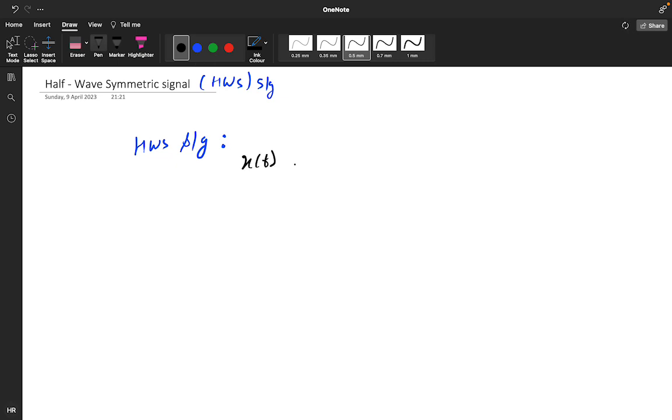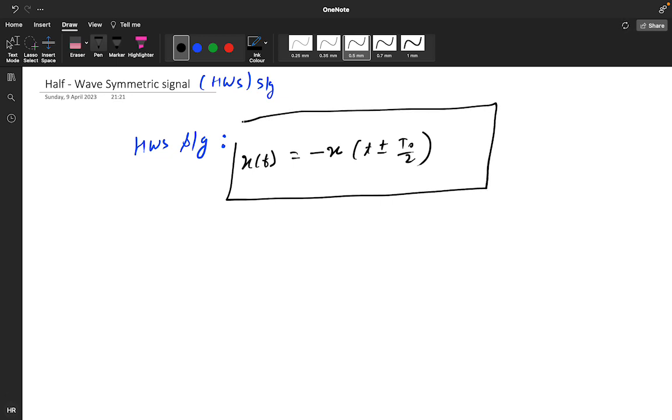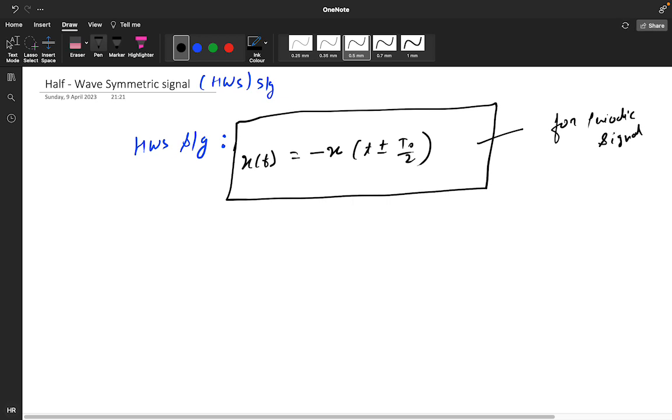x of t is equal to minus x of t plus or minus t naught by 2. This is the meaning of a half wave symmetry signal, and it is for periodic signals. So what are we doing here?